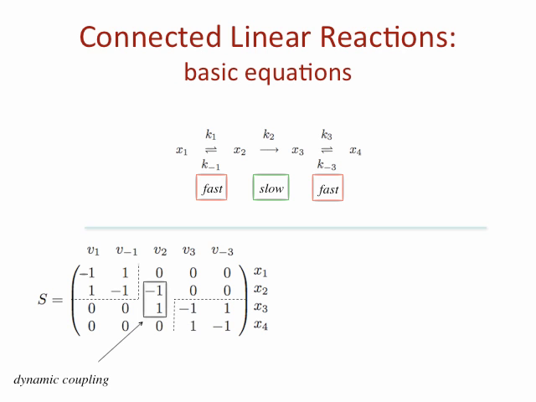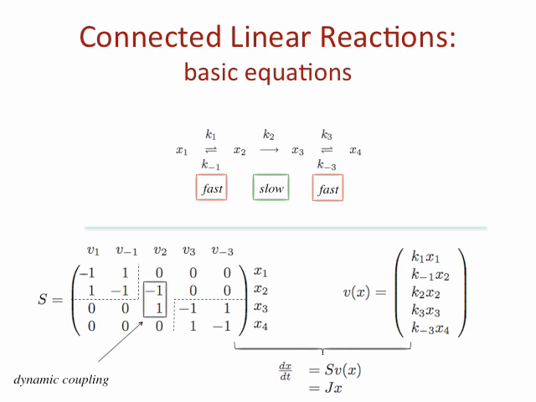What I mean by that is, if k2 goes to 0 and that reaction becomes infinitely slow, the other 2 reactions will become dynamically decoupled. So the dynamic decoupling between the 2 reversible reactions is going to be dependent on the magnitude of the rate constant k2.